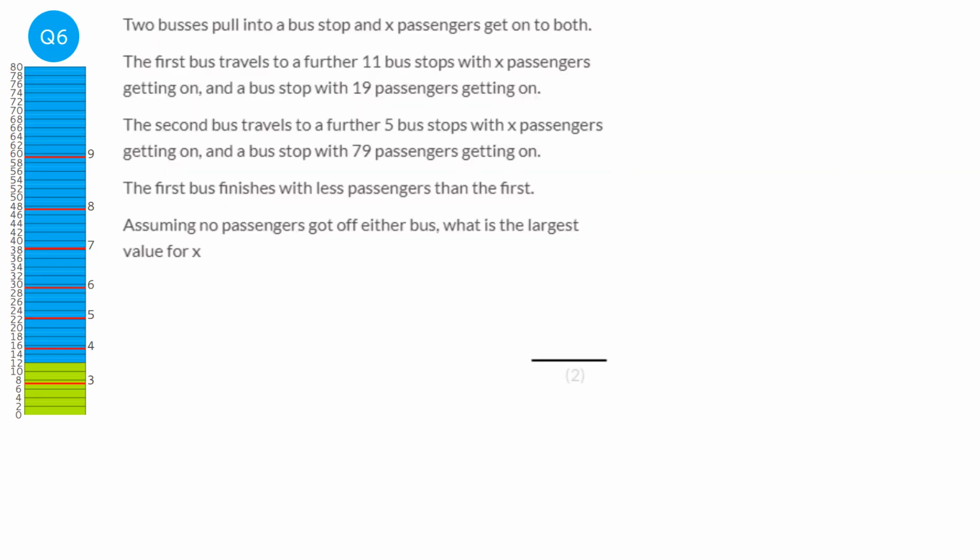So we're going to write an expression for the amount of people on the first bus. So they've started with X passengers and they've gone to 11 bus stops with X passengers. So altogether that is 12X. So we're going to have the first bus, and so we've got 12X, and then on the last bus stop 19 passengers get on, so plus 19. Now for the second bus, well, we start with X and a further 5X come on, because 5 bus stops with X passengers, so that's 6X altogether, and then 79 get on.